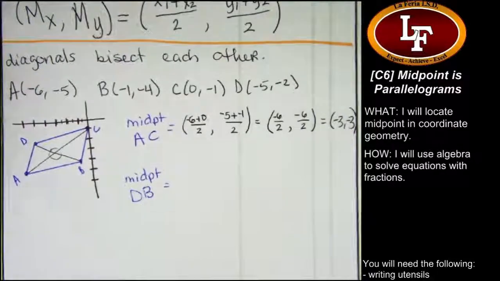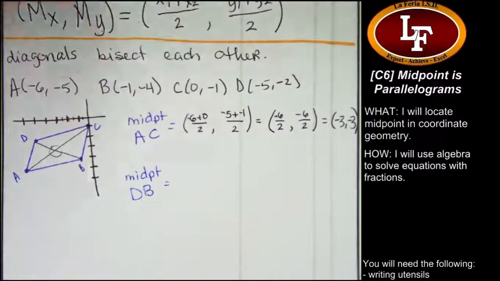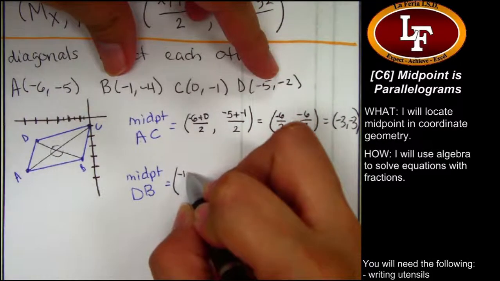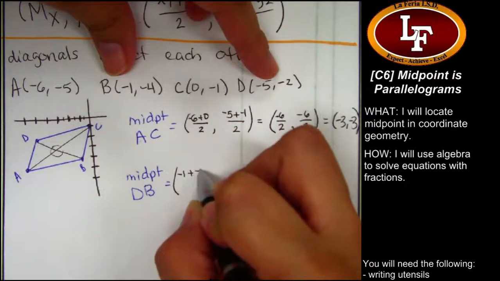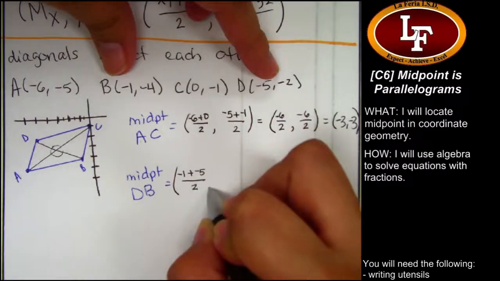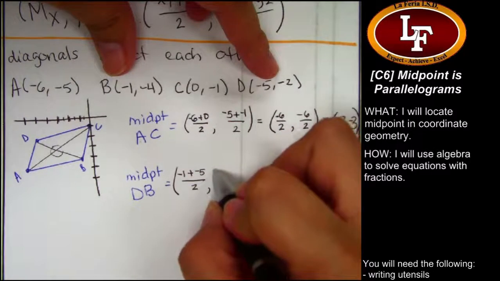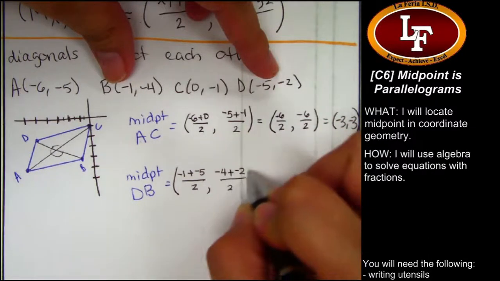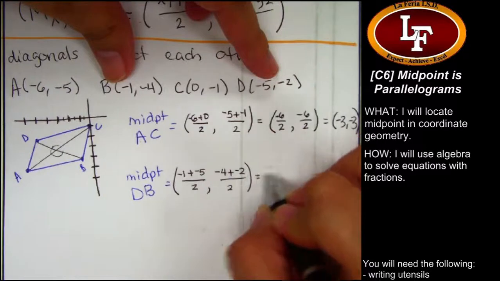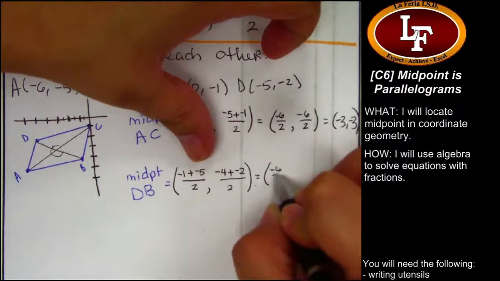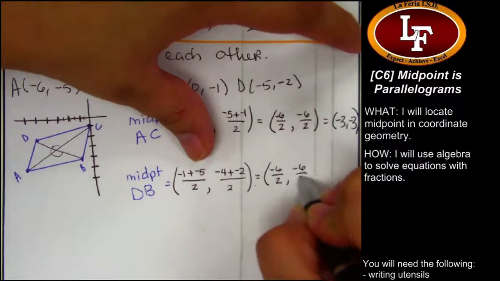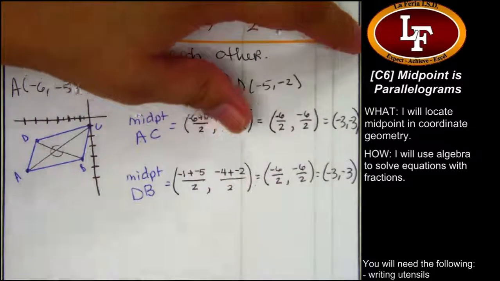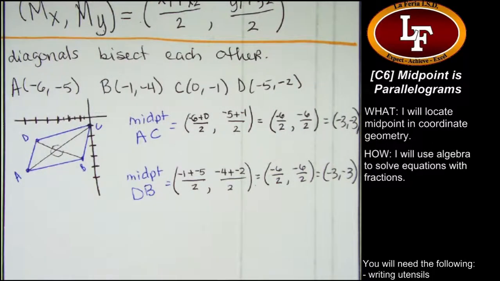All right, I'm going to do the same process for D and for B, and I'm going to see what I end up with. So there are the x coordinates for B and for D, adding them, dividing by 2. The y coordinate of B added to the y coordinate of D, divide by 2. So this is -6 over 2 and -6 over 2. And once again, it looks like when I'm done with my reductions, I end up with the coordinate -3, -3.